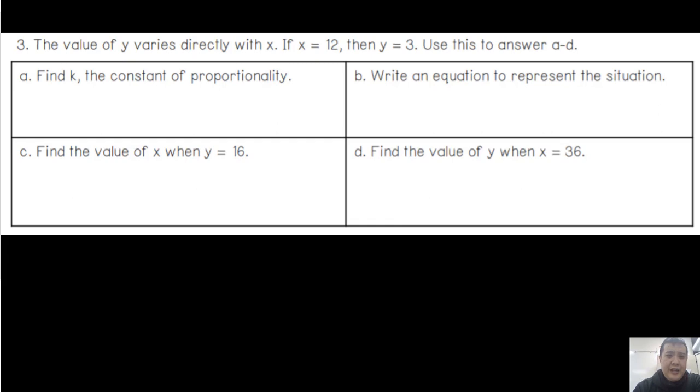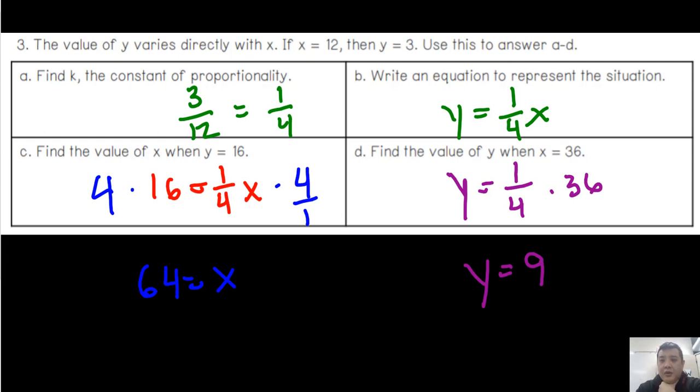Go ahead and try number 3 out on your own. What you should have found is that the constant of proportionality is 1/4, because 3 divided by 12 is the same thing as 1/4. So therefore it's y equals 1/4 x. If we plug in 16 for y, we find that x is 64. And if we plug in 36 for x, we find that y equals 9.